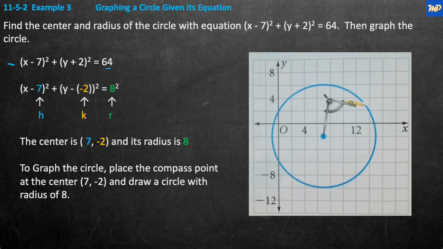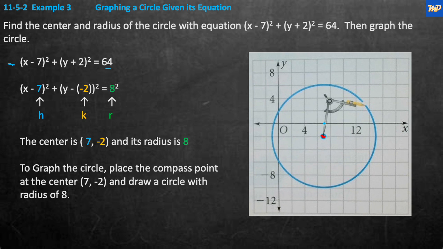And then to graph the circle, you place your compass point at the center, (7, -2), which they've done right here. If you look at it on the screen, 2, 4, 6, 7-ish, right about here, and 2 down, -2, right in the middle, right in there. I should have been using a different color. Let's try if we can use red. Right here. Yep. Put the point of your compass right there, and then you scribe off an 8-unit radius circle.